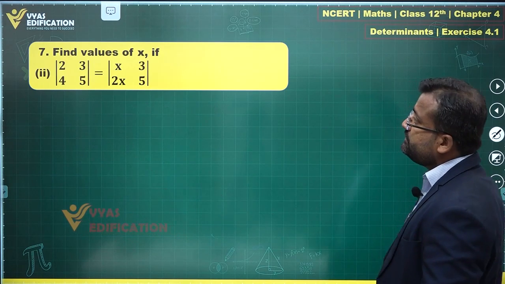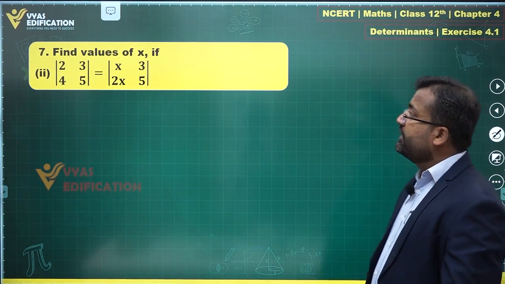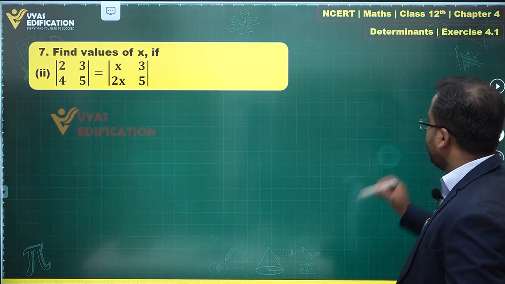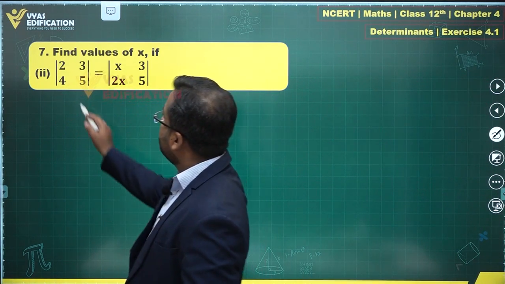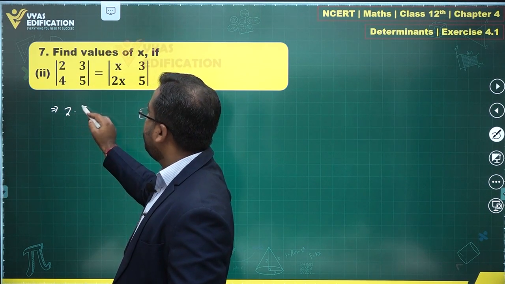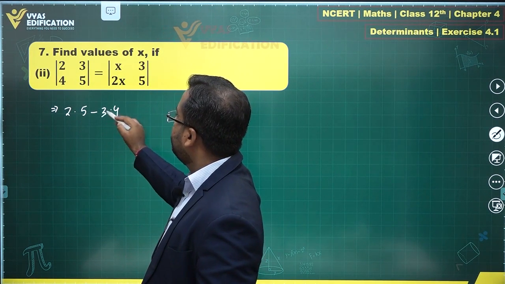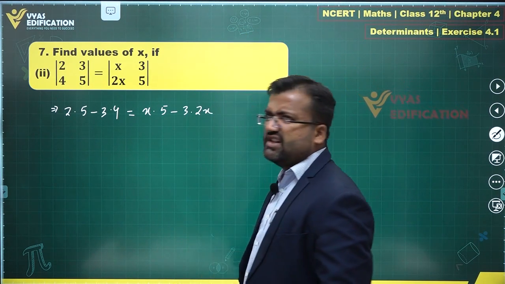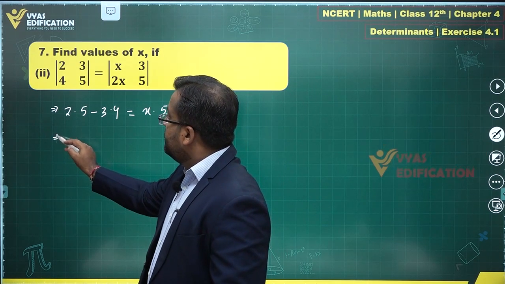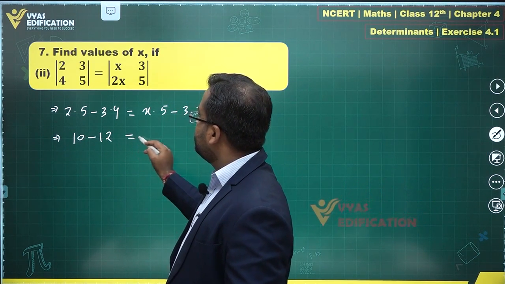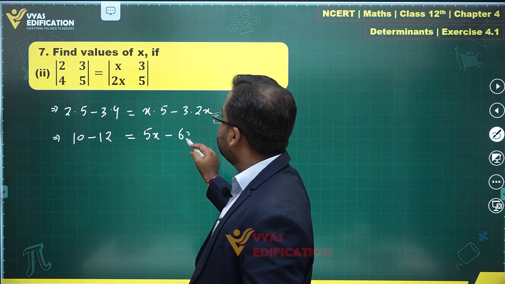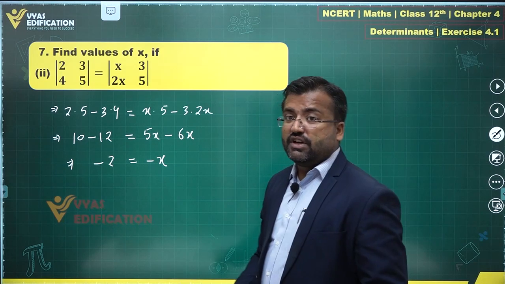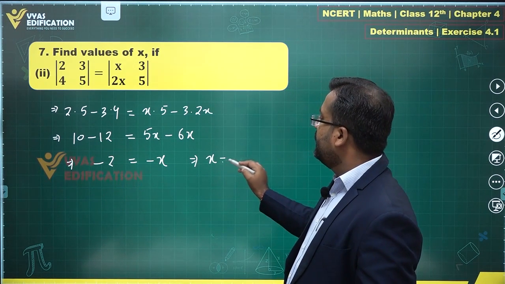Next, let's solve this question, the 7th part 2. 2, 3, 4, 5, and then you have x, 2x, 3, 5, and we are supposed to find the value of x. So let's solve this. This is 2 times 5 minus 3 times 4, the value of this determinant, is equal to x times 5 minus 3 times 2x. That's what we have, right? This is equal to 10 minus 12, which is equal to 5x minus 6x, and minus 2 is equal to minus x. And this will give me obviously x equal to 2.